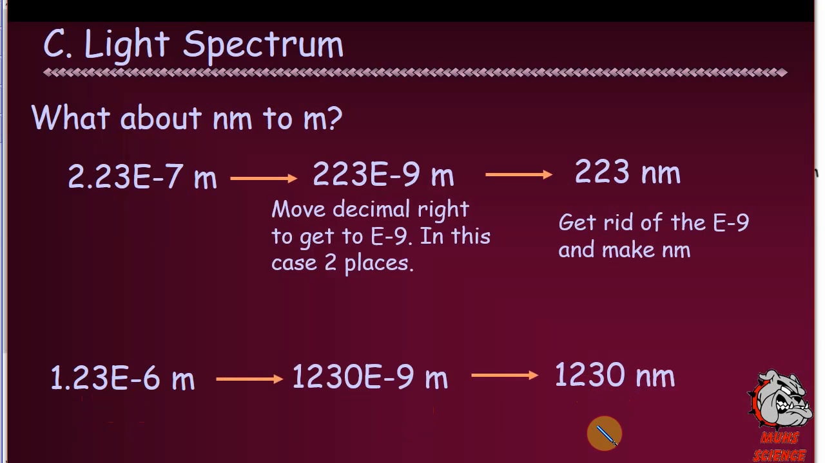If you get confused, just do your standard conversion factor and put meters on the bottom and nanometers on top, 1 meter at the bottom, a billion on top.